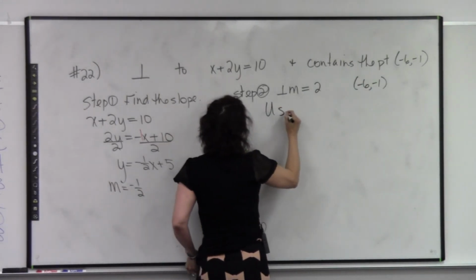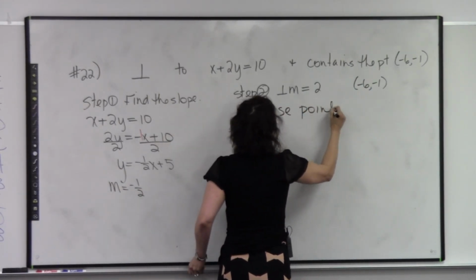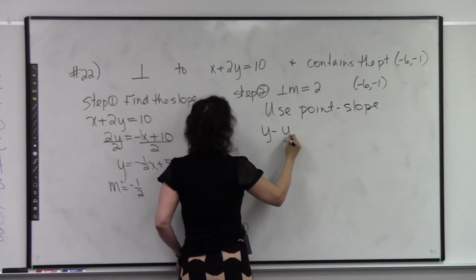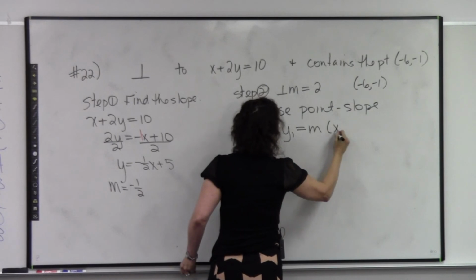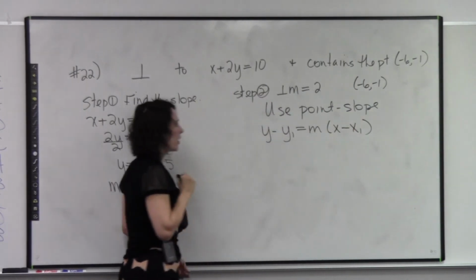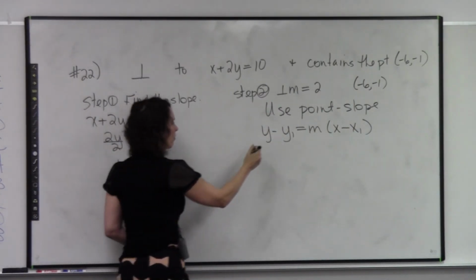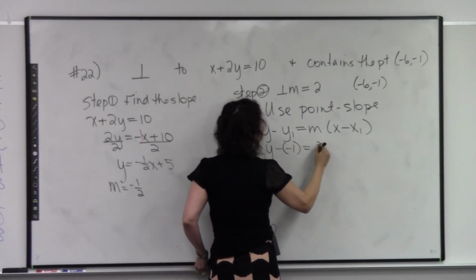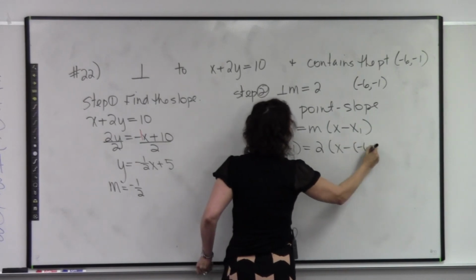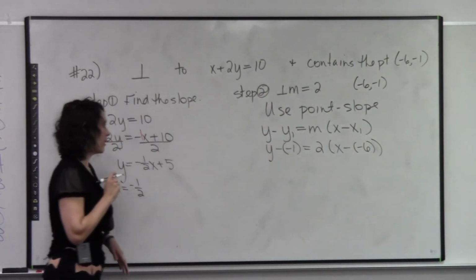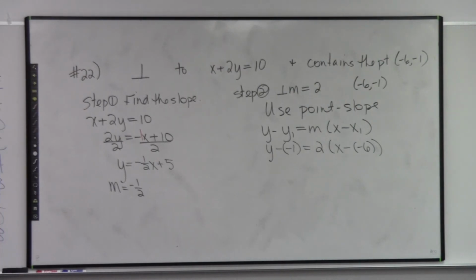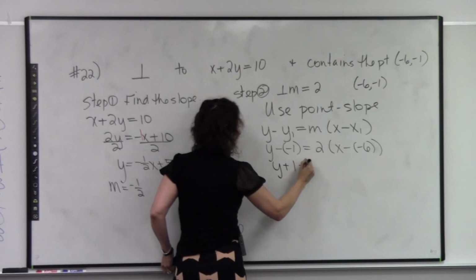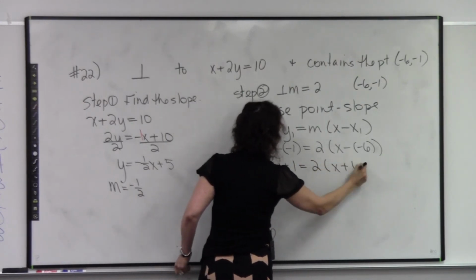All right, so we're going to use point slope. So we have y minus y sub 1 equaling m times x minus x sub 1. And we're just going to plug in that information and reduce. So y minus a negative 1 equals 2 times x minus a negative 6. Can we simplify any of the signs before we get rid of the parentheses? All right. That makes it a lot easier to work with.